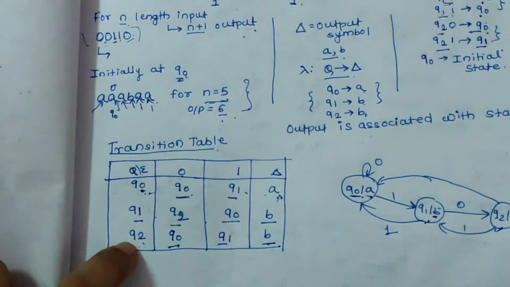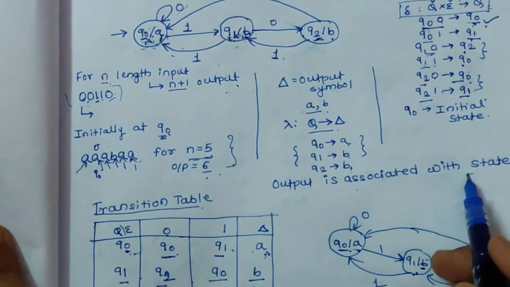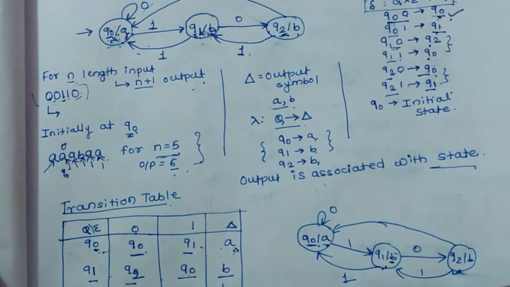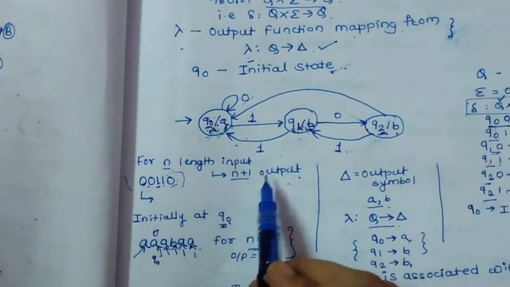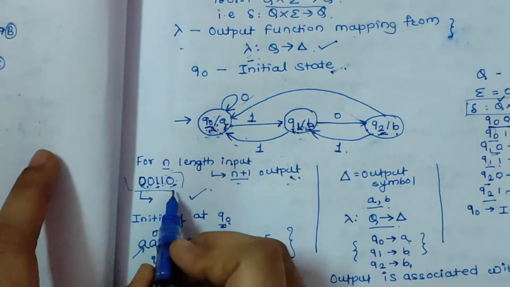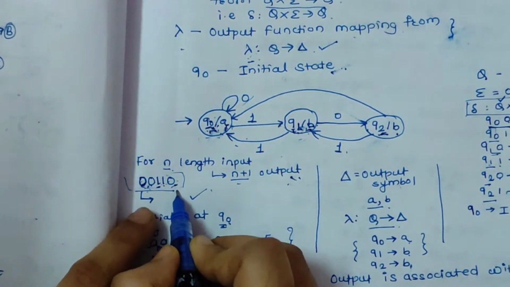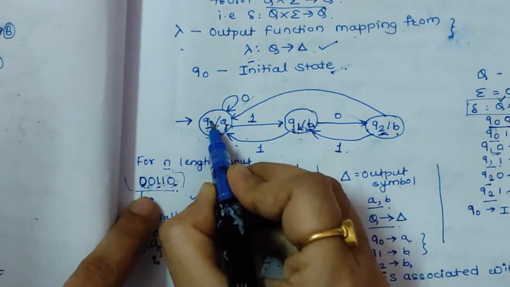So this is about Moore machine. You can simply remember the output is associated with the state in Moore machine, and here for n length input there will be n plus 1 outputs. We will discuss this with the help of one simple example. This is one input string, 00110. Initially we are in state q0.